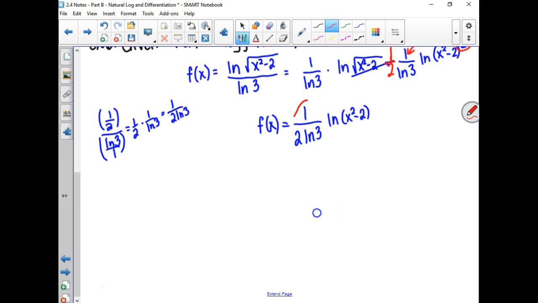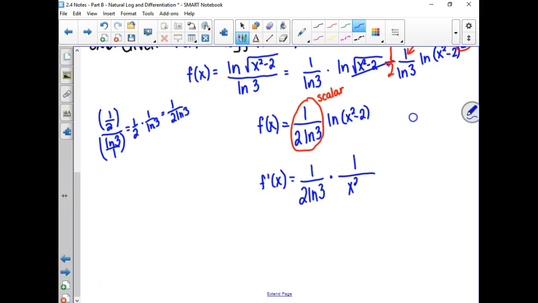It doesn't look like it, but all of this right here is a scalar multiple. It means just a number. That means we don't do anything with it. We just leave it. So f prime of x equals 1 over 2 natural log of 3. We don't touch that stuff. But we do have to take the derivative of natural log of x squared minus 2. So that would be 1 over x squared minus 2 times the derivative of x squared minus 2, which is 2x.